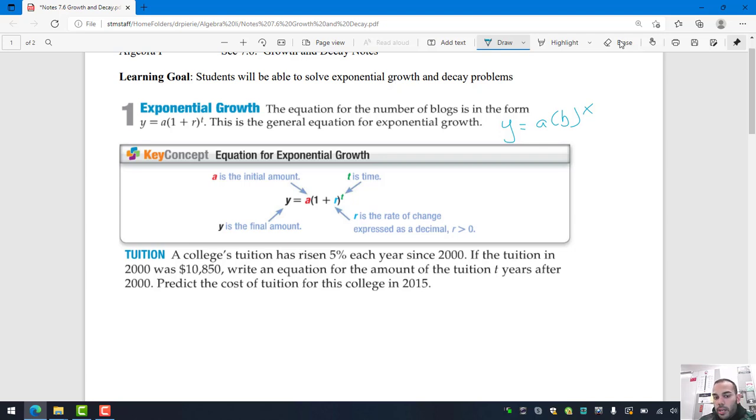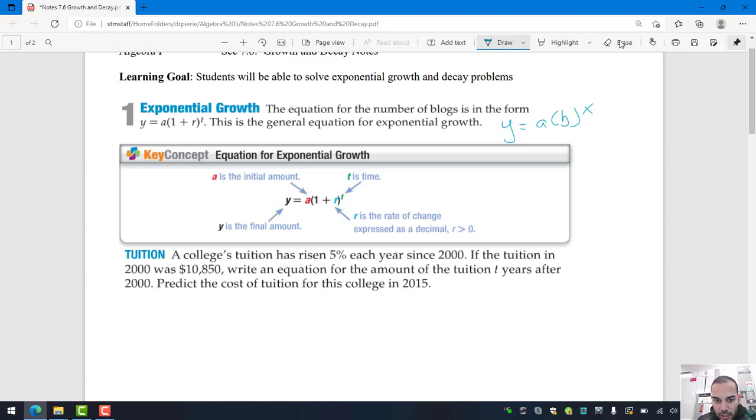After the y equals, we still see an a in both these equations. And what you need to know about a is what we call the initial amount. The amount that we're starting with, whether it's number of people or cost, whatever we're looking at, a is the starting amount based on whatever time they're giving us.